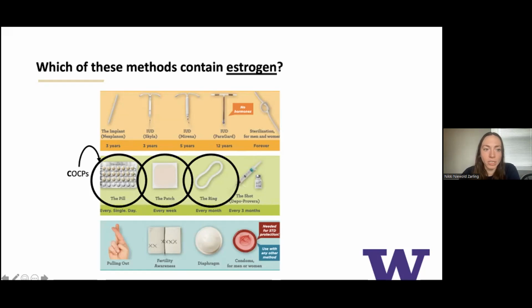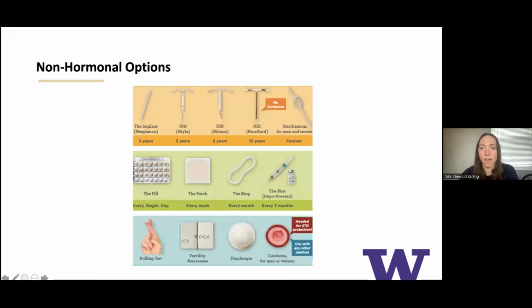And so what about those patients that don't want any hormones at all? Which of these options are not hormonal? Truly non-hormonal. Copper IUD, totally right, Priyanka.